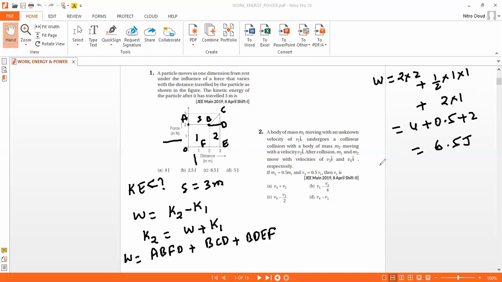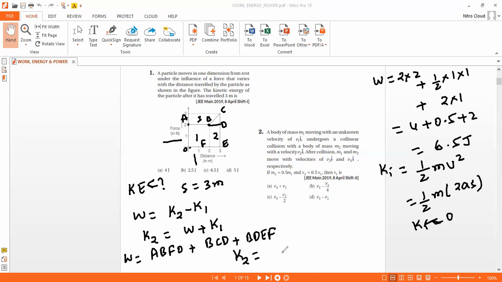Initial kinetic energy I can write as half m u squared, where u squared is 2as. Now when s is equal to 0, the initial kinetic energy is 0. So the final kinetic energy I can write as 6.5 plus 0, that is 6.5 joule. First option. Is it right?